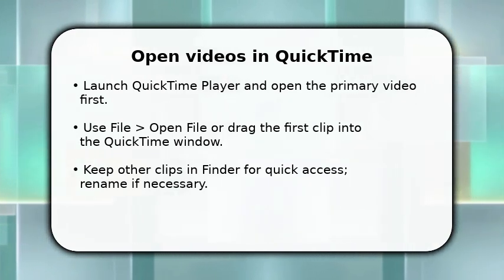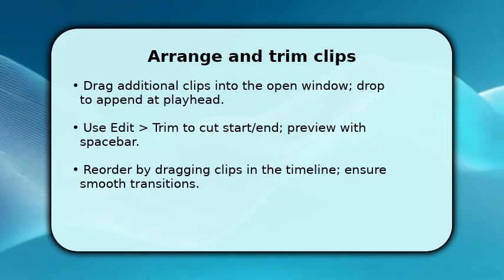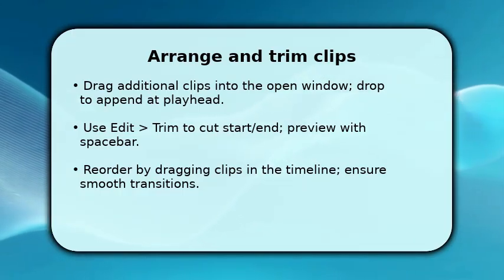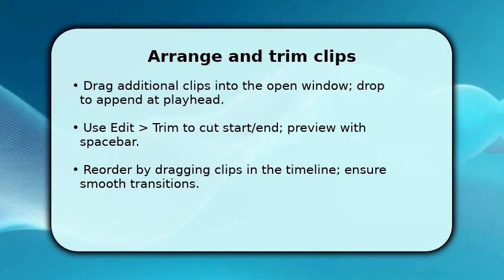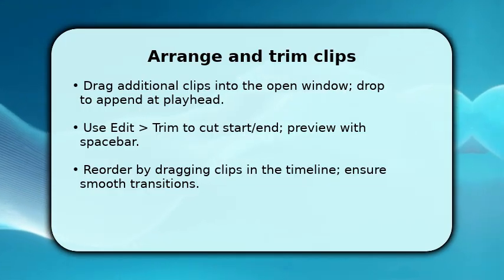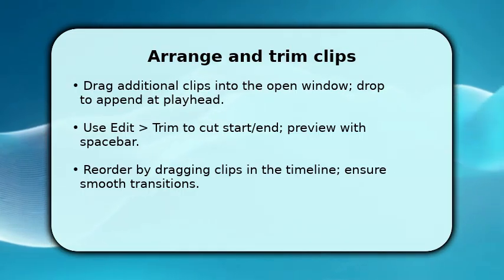First, drag each additional file into the QuickTime window and drop where you want it to appear. If needed, move the playhead to define insert position. Then choose Edit Trim to remove unwanted parts. Trim previews play instantly with the spacebar.